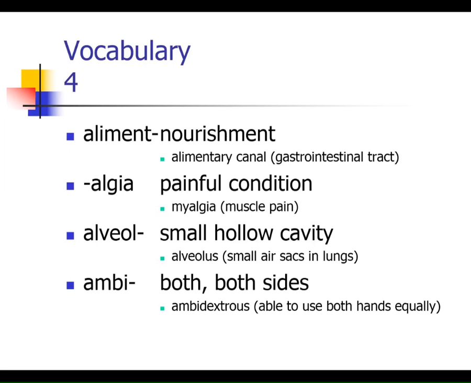Alveole, a small hollow hole or sinus or section. Now, you may have heard about the alveoli, the little air sacs of your lung, but your tooth fits into a space in your jaw called the alveolus. So again, the idea of a space, alveolus. And then ambi, both. Think ambidextrous.